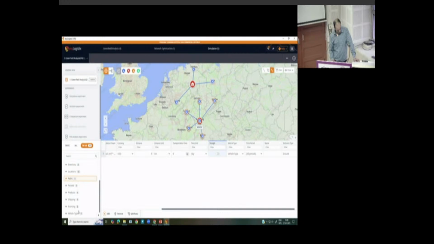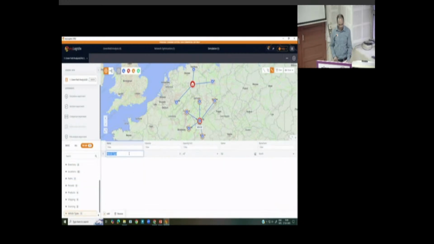Let me see first how we define the vehicle. Vehicle type, we are saying truck. Capacity: 50 meter cubic, and speed is 80 meter cubic.